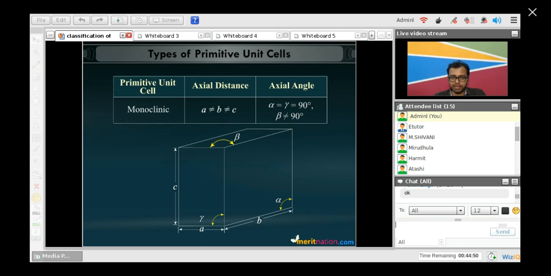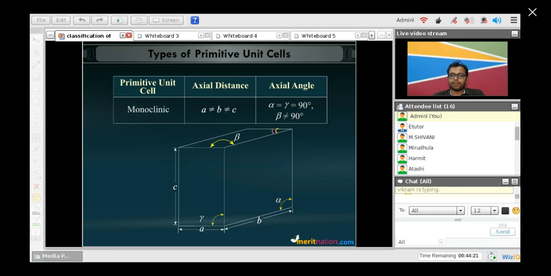Now if beta is different, what can you say about this angle? Let's say beta is 120 degree. What will be the value of the angle that I have represented? Can anyone tell me? You have to find the value of this angle. I have given that beta is 120 degree. So it will be 60 degree, right?